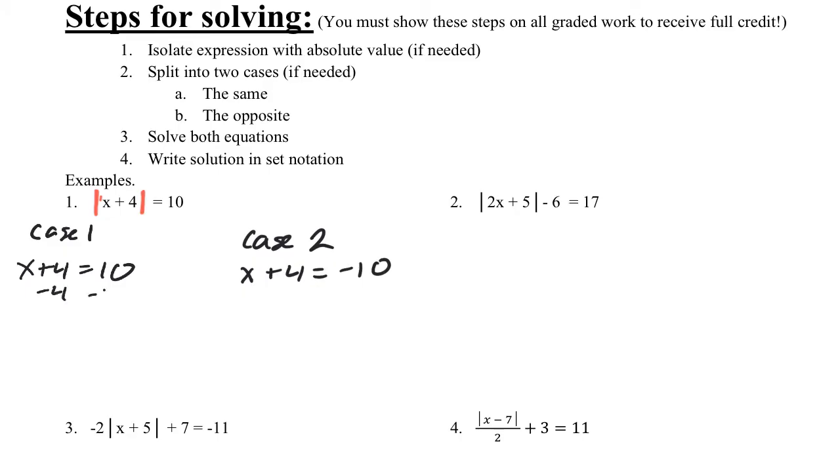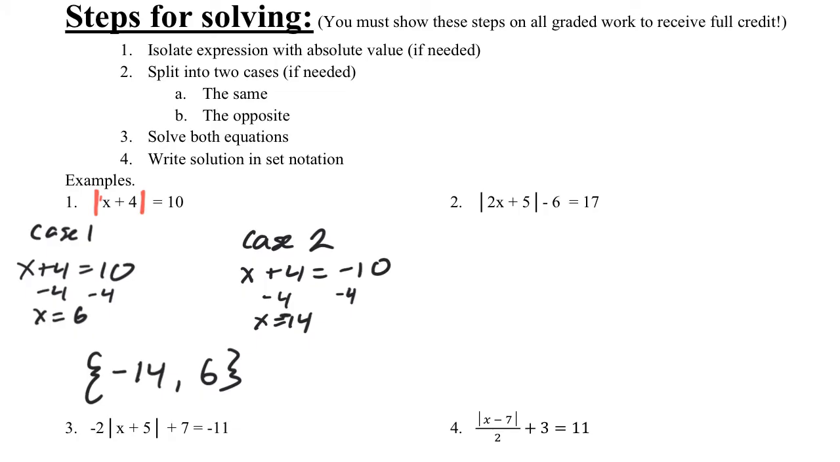For the first one, I'm going to subtract 4 from both sides, and we're going to get x equals 6. For the second one, I'm again going to subtract 4 from both sides, but this time we're going to get x equals negative 14. Because we have two solutions, we're going to write them in set notation so that it's really easy to find our solutions. For the final answer, we write the set negative 14 comma 6. It's standard notation to start with your smaller answer first and then go to the bigger one.